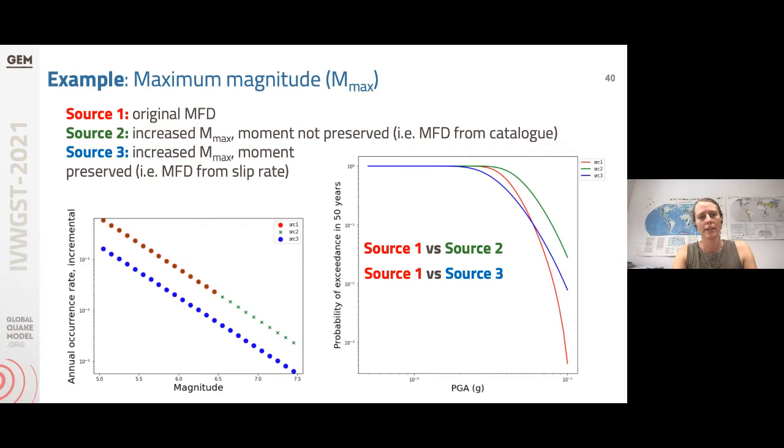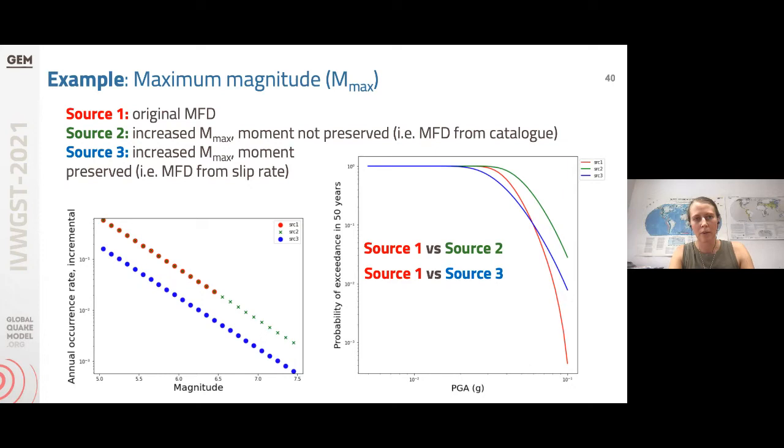Then these have been carried through into a hazard calculation, and we can compare source one and source two, as well as source one and source three, to see whether the impact on hazard is significant enough that we should include those alternative hypotheses in the logic tree. In this simple example, the hazard curves change significantly for each of the three hypotheses.